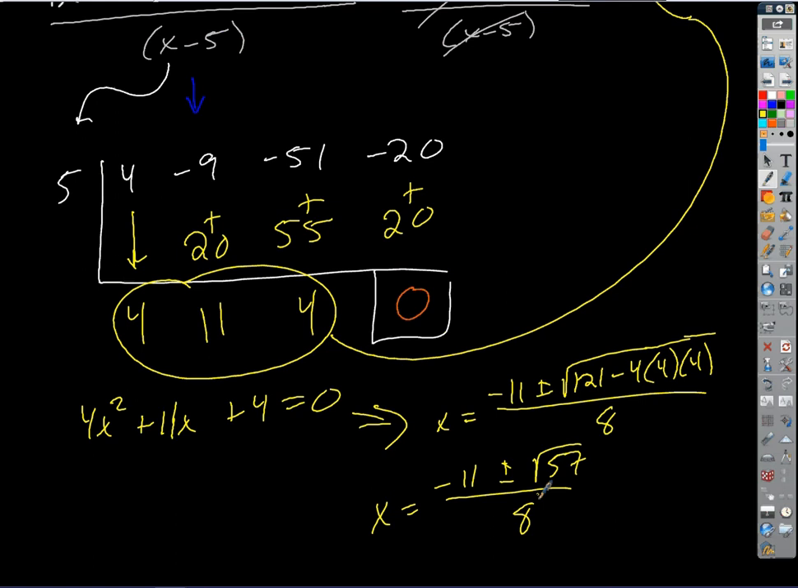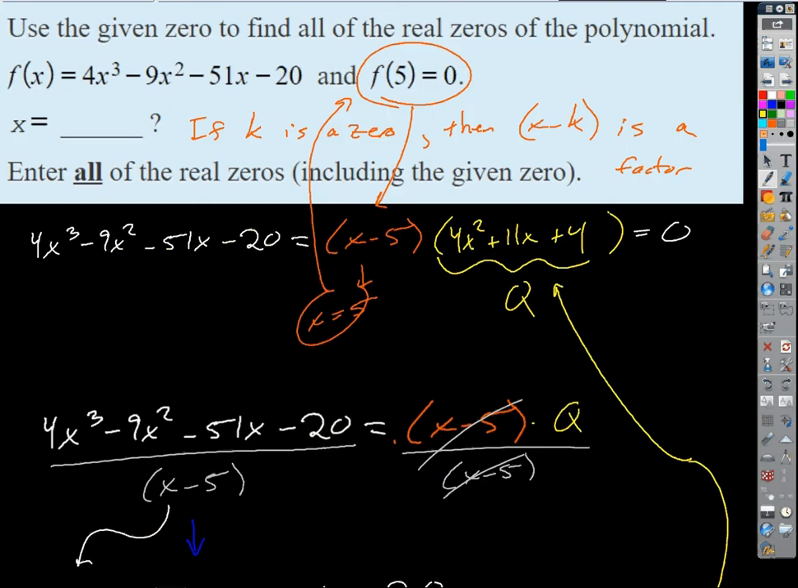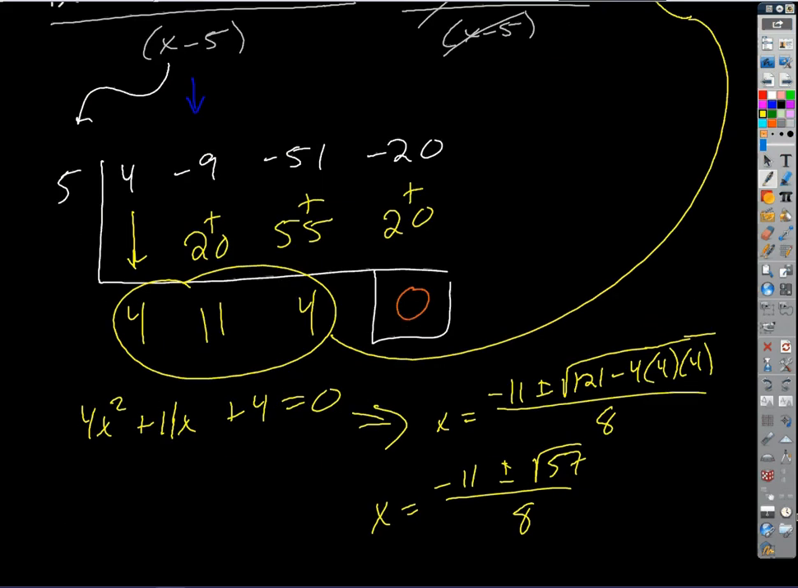So if I wanted to put all these into Moodle, then what would they look like? Now notice it tells me to include all of them, even the one that's given to me, right? So in Moodle, I would have to include the 5, comma, then negative 11 plus the square root of 57 all over 8, comma, negative 11 minus the square root of 57 all over 8, right? Those would be my 3.